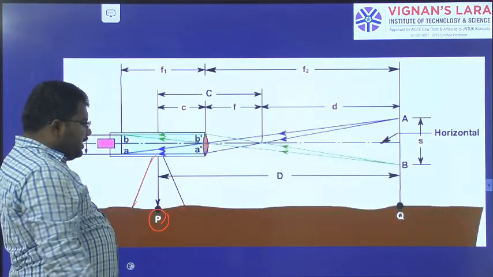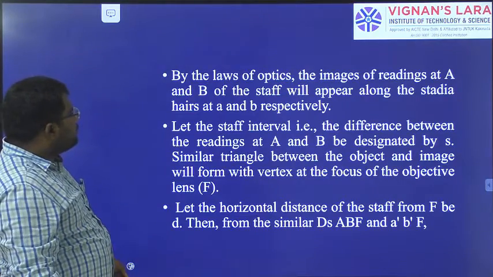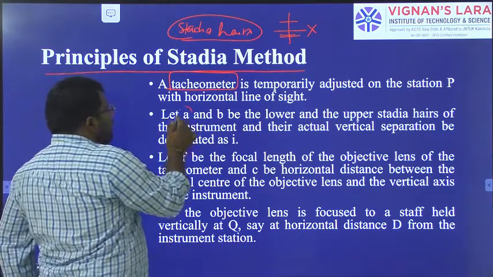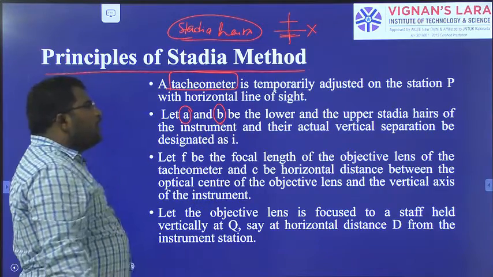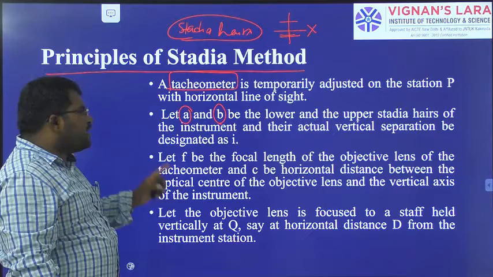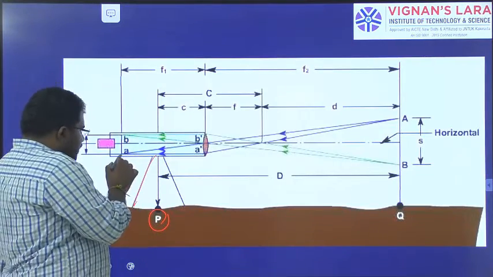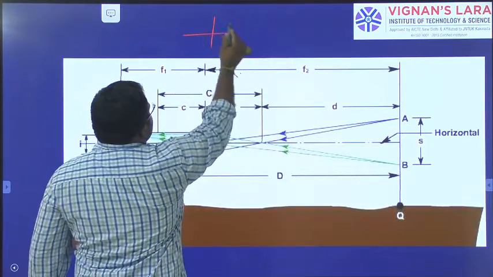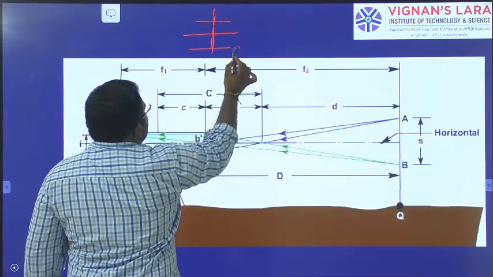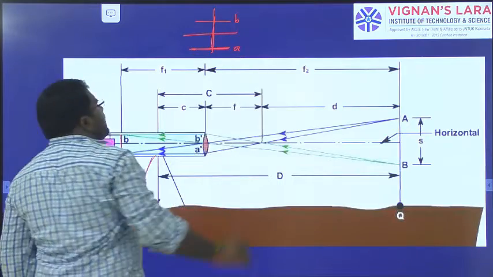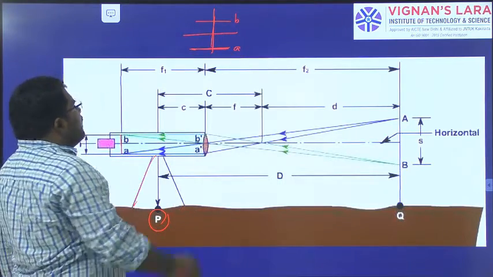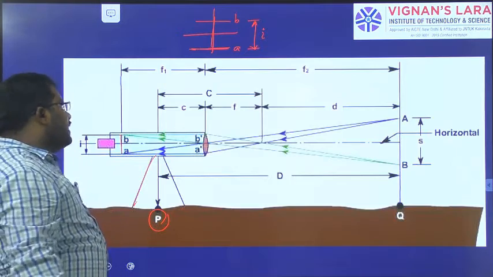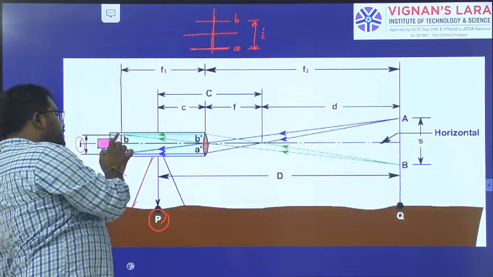So the instrument is placed over the point P with the horizontal line of sight. Next, let A and B be the lower and upper stadia rays of the instrument, and the actual vertical separation between them is designated as i. Here this is the cross hair, this is A, the lower stadia hair, and this is B, the upper stadia hair. The distance in between them is called i.